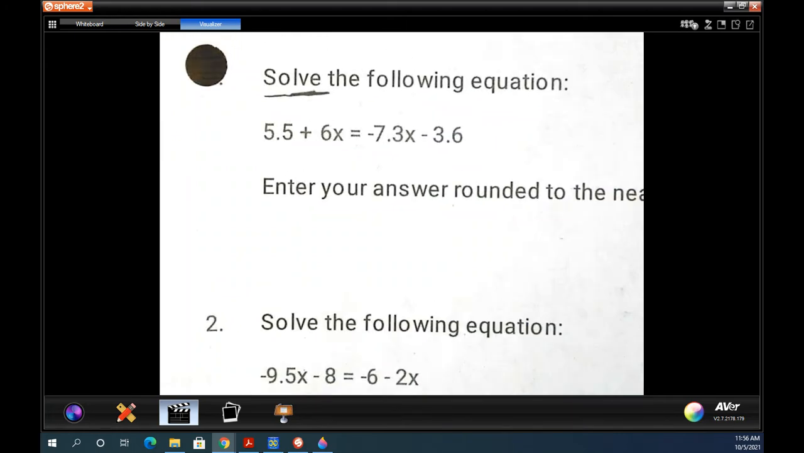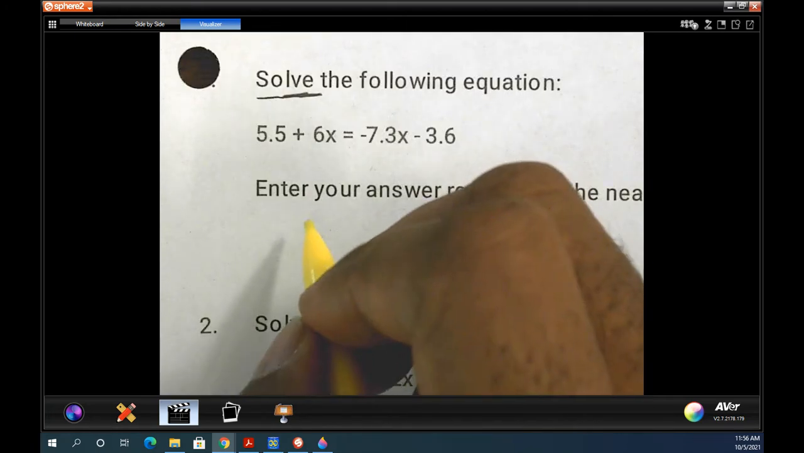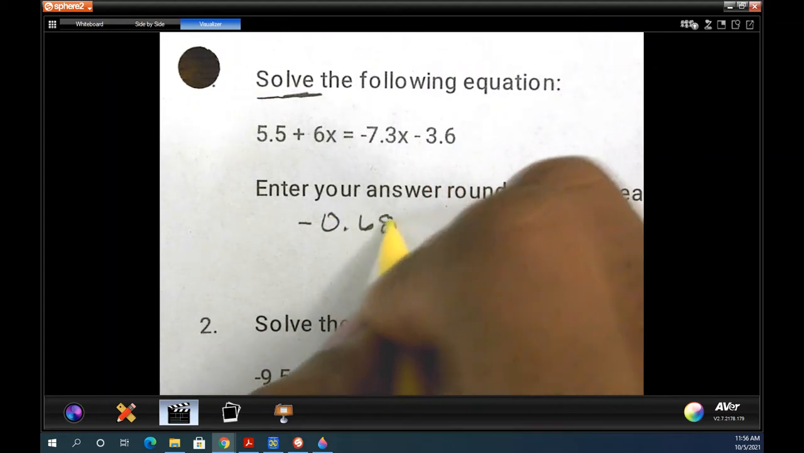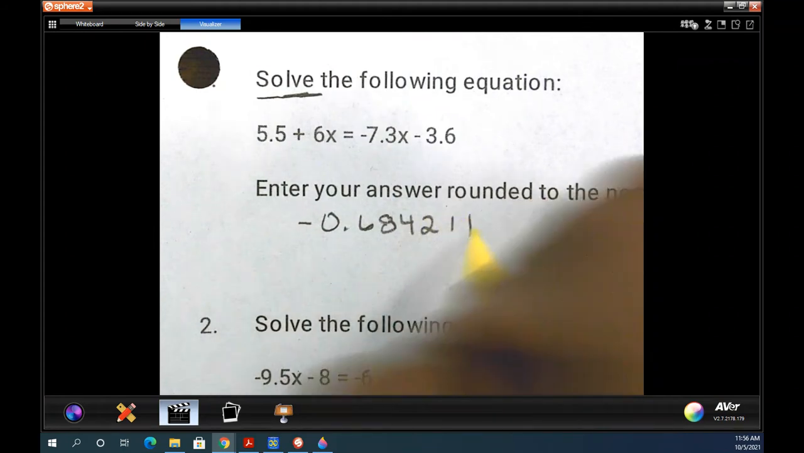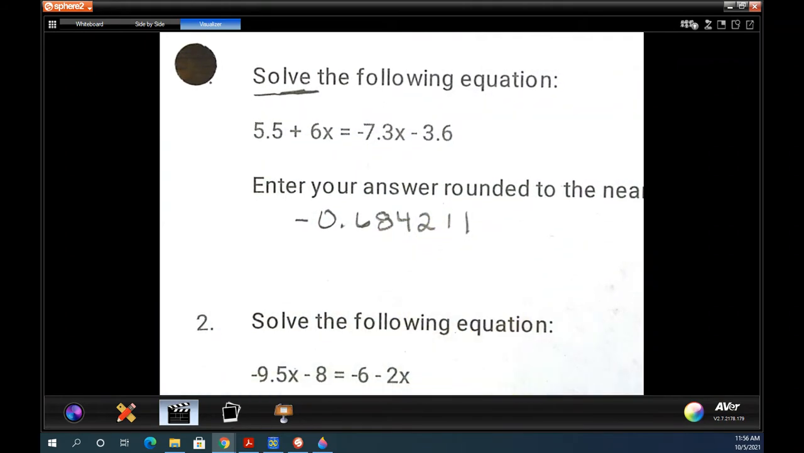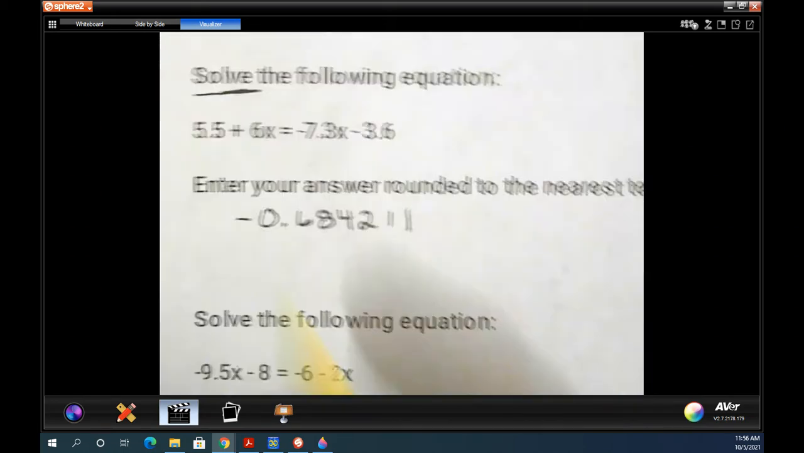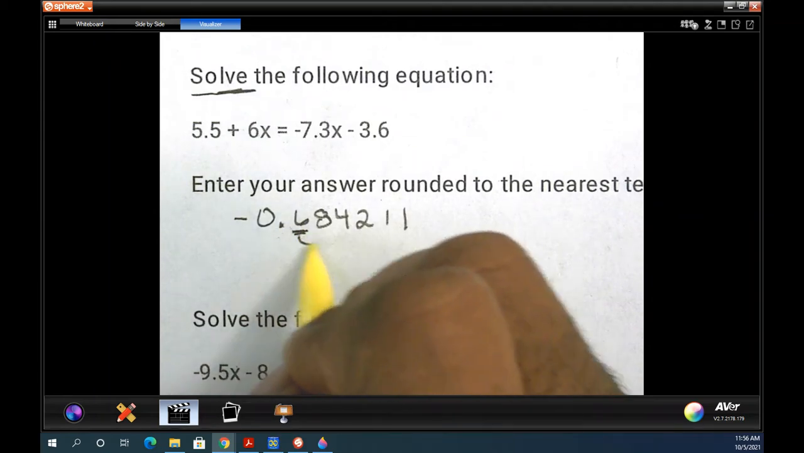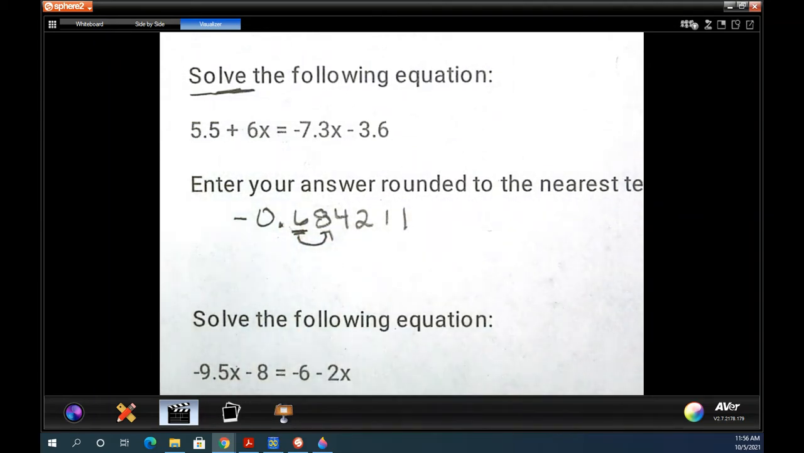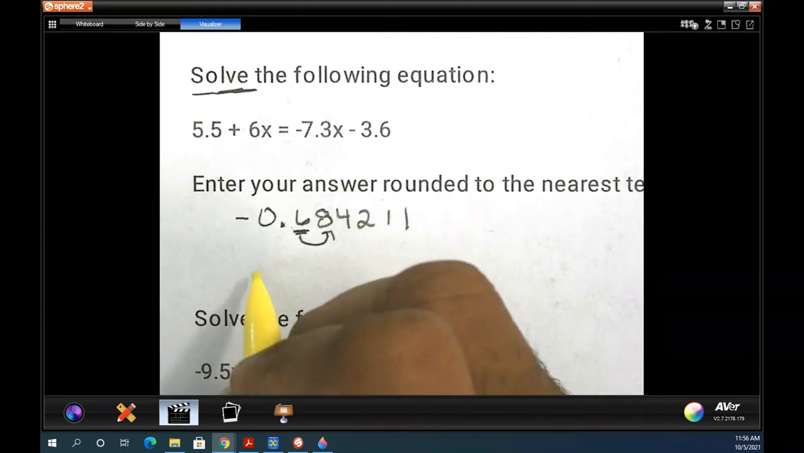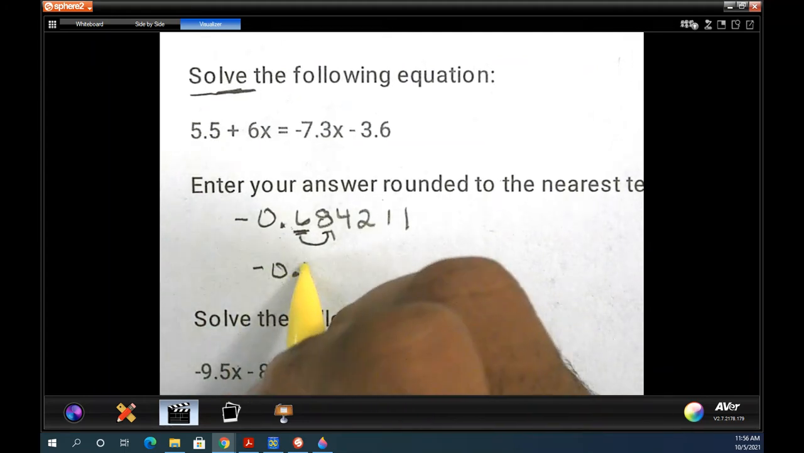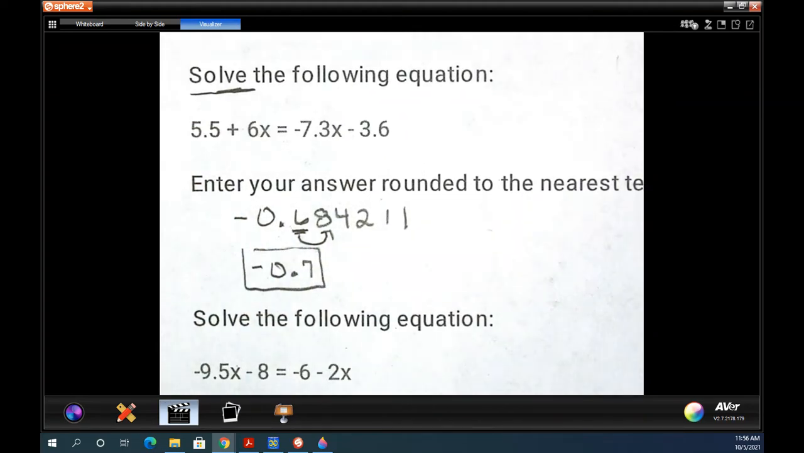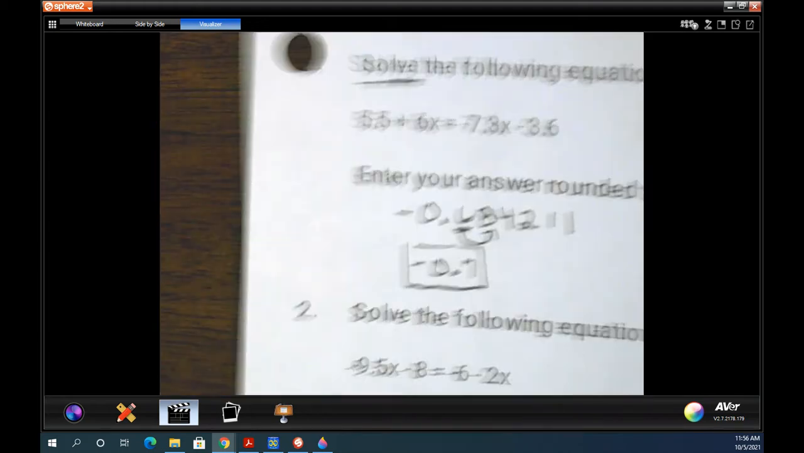But here's the thing. Here's the whole thing about that. On your calculator, you get negative 0.684211. It says enter your answer rounded to the nearest tenths. Here's what's in the tenths position. The 0.6, first place past the decimal. You look back. Are we going to round up or leave it the same? Round up. So the answer you would put in would be negative 0.7. That's all you're doing.